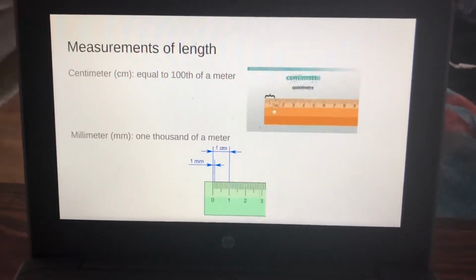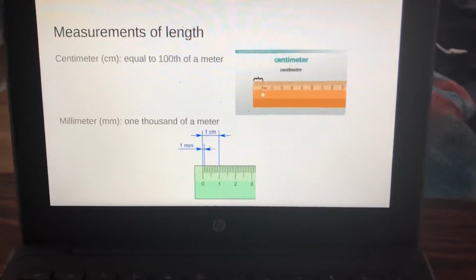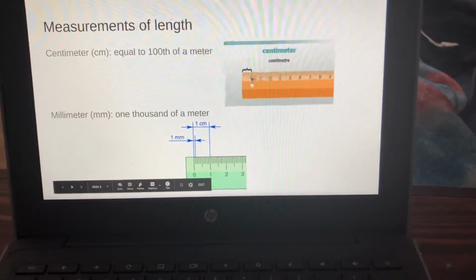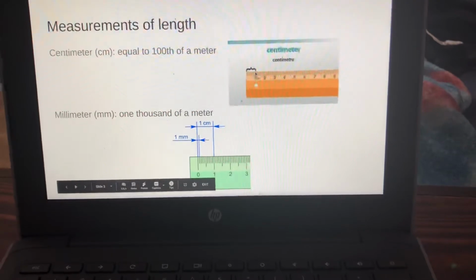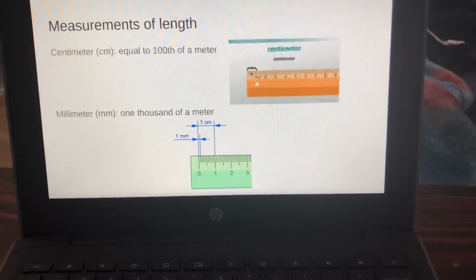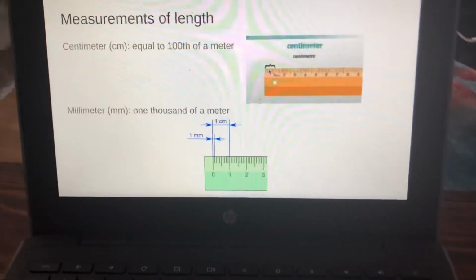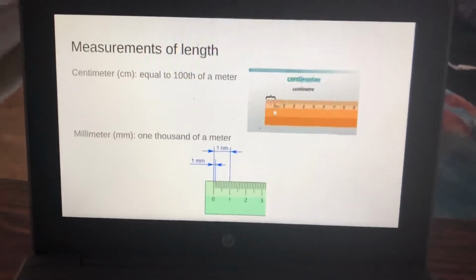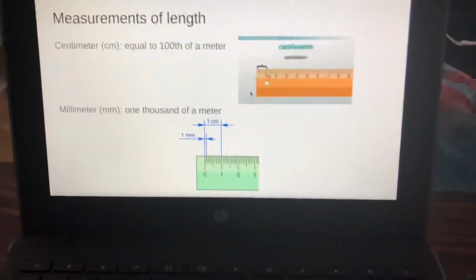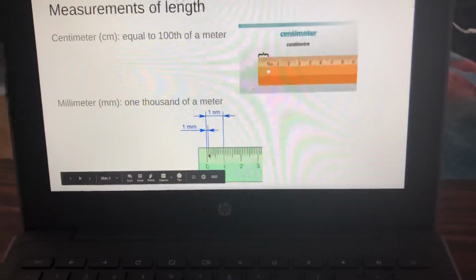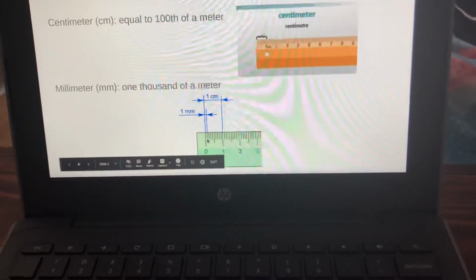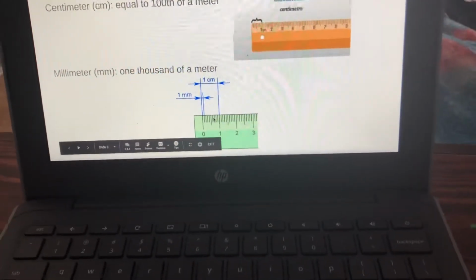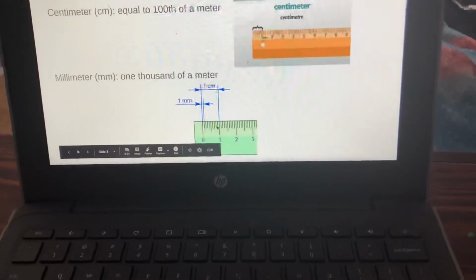Centimeter, equal to 1/100th of a meter. And right here, that's a centimeter. These 10 little lines right here. Millimeter, 1/1000th of a meter, and the abbreviation for millimeter is mm. As you can see right here, a millimeter is one line right here, as a centimeter is right here, 0 to 1. A millimeter is the little lines in between.